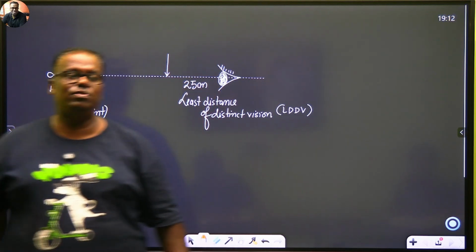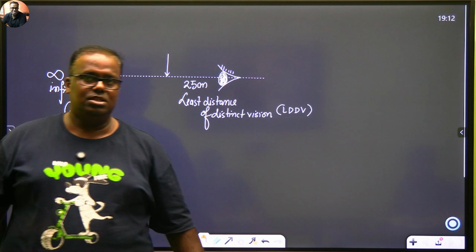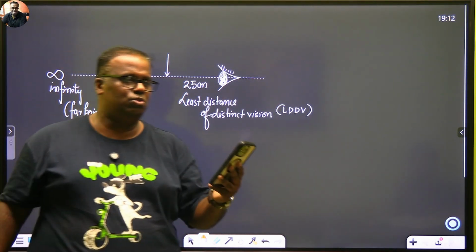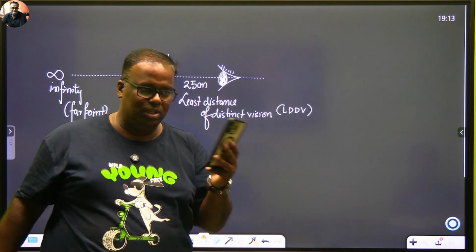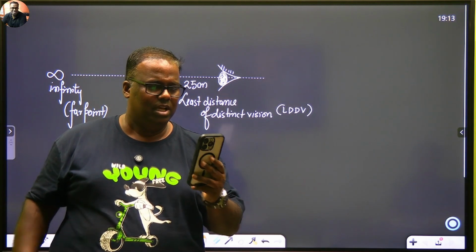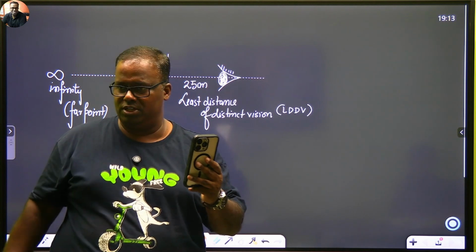That means at 25 centimeters, and 25 centimeters is supposed to be when your elbow is folded and you hold anything like this. Like how do we read the mobile? We read it like this. This distance is approximately 25 centimeters.